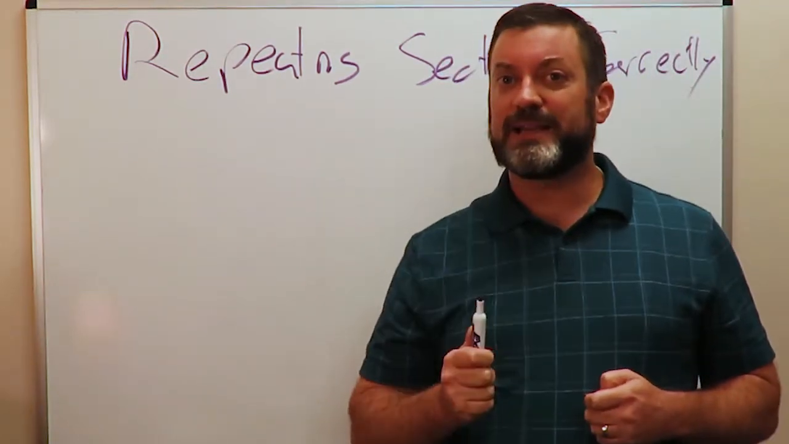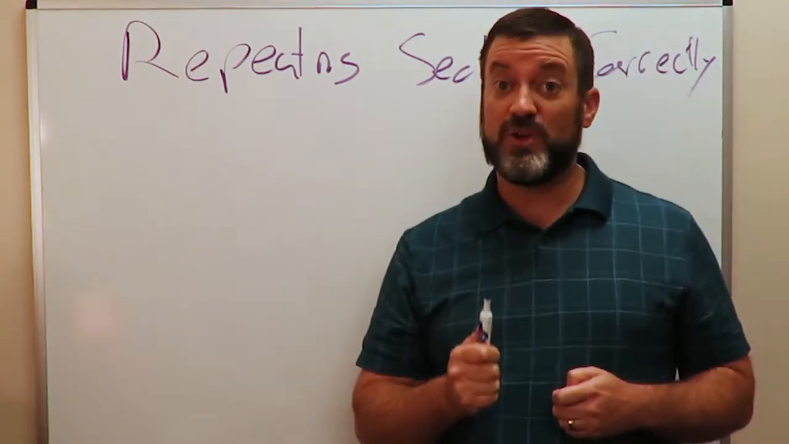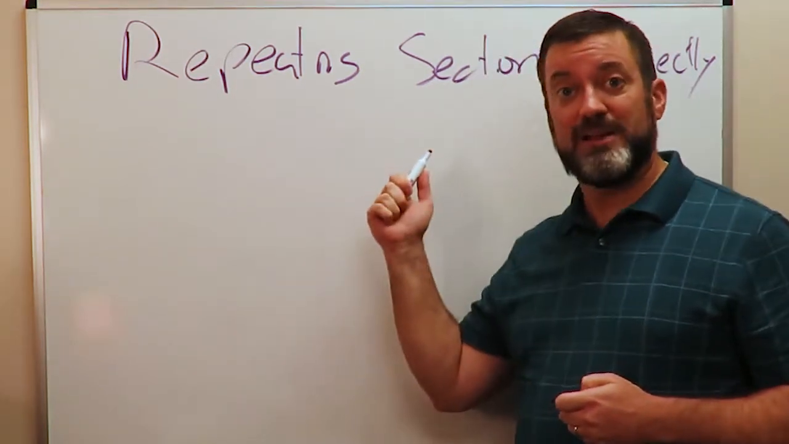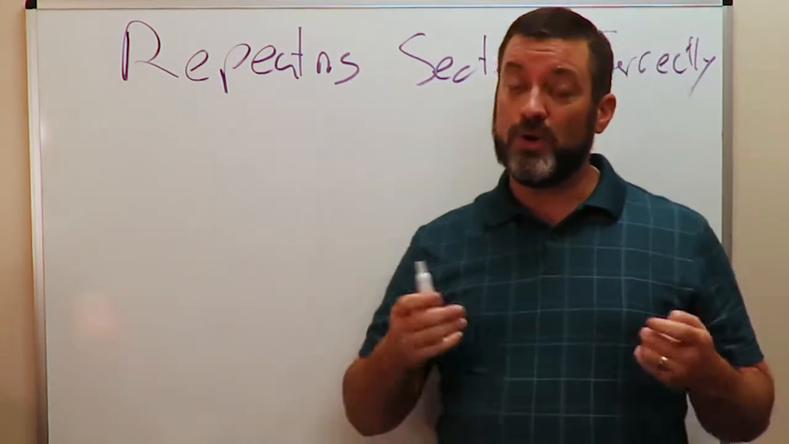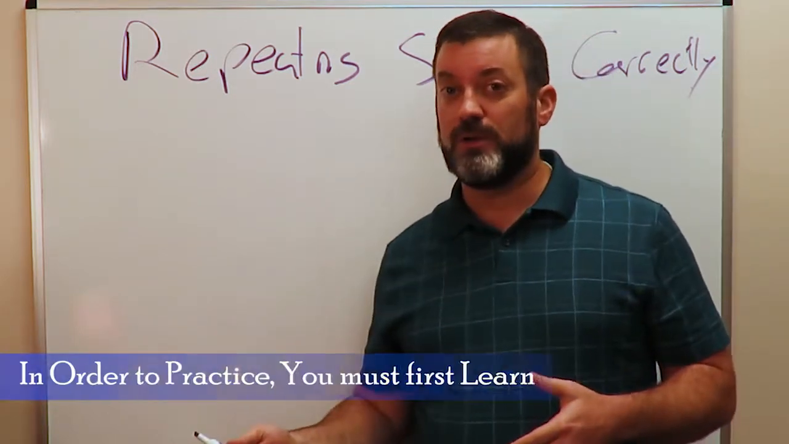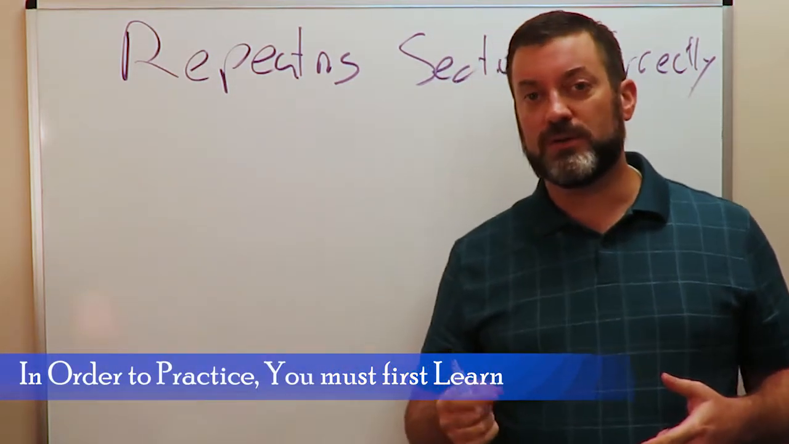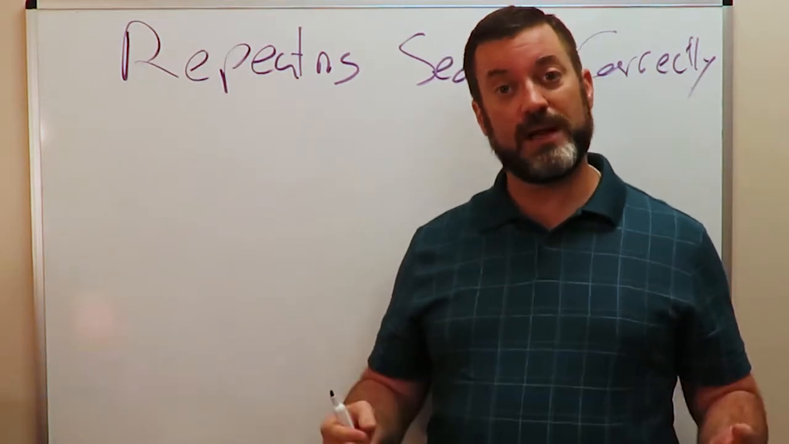that's where our second rule of practice comes in. You see, in order to practice, you have to be doing it correctly. It's not practicing until you're actually doing it correctly. So, in order to practice, you must first learn. And that means going to the music, looking at the notation, and making sure you're deciphering everything absolutely correctly.